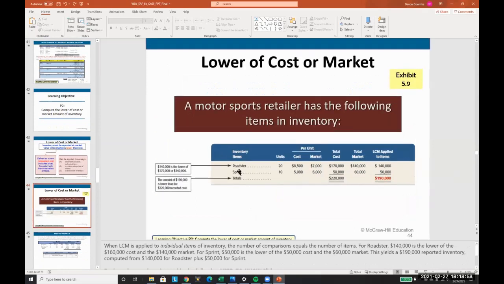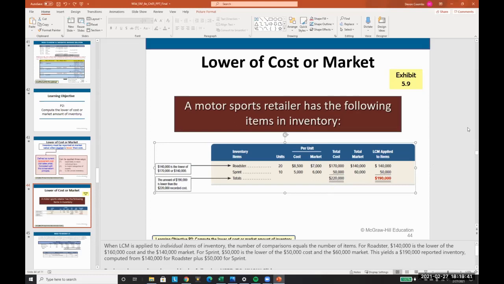And so here's a thought. Let's say we're doing it by inventory items. Let's say we have Roadster, Sprint, and we have our total costs here and our total market here. We can either do it by these individual items or the total. Let's say we're doing it by the total here. We would have to reduce the total costs on our books to $190,000 because our market value is so much less. So here we're saying we purchased it for $220,000, but now it's only worth $190,000. We're going to have to make an adjustment for whatever it's worth at the end of every reporting period because it's no longer worth $220,000.